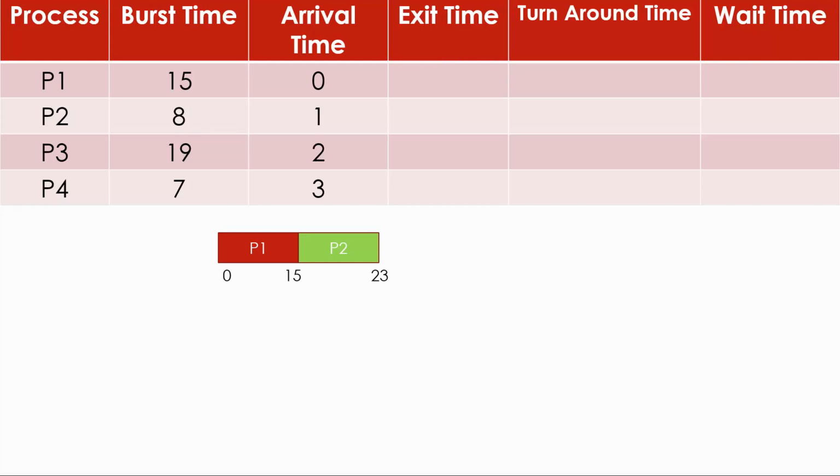What was the next one to arrive? Well, that was P3. We can see it arrived right after P2 and before P4. So because P3 was next, we're going to handle that one. It runs for 19 seconds. That puts it at the 42-second mark. The only process left is P4, and it runs for a burst time of 7, finishing at 49. Now that I have these numbers, I can calculate the exit time.